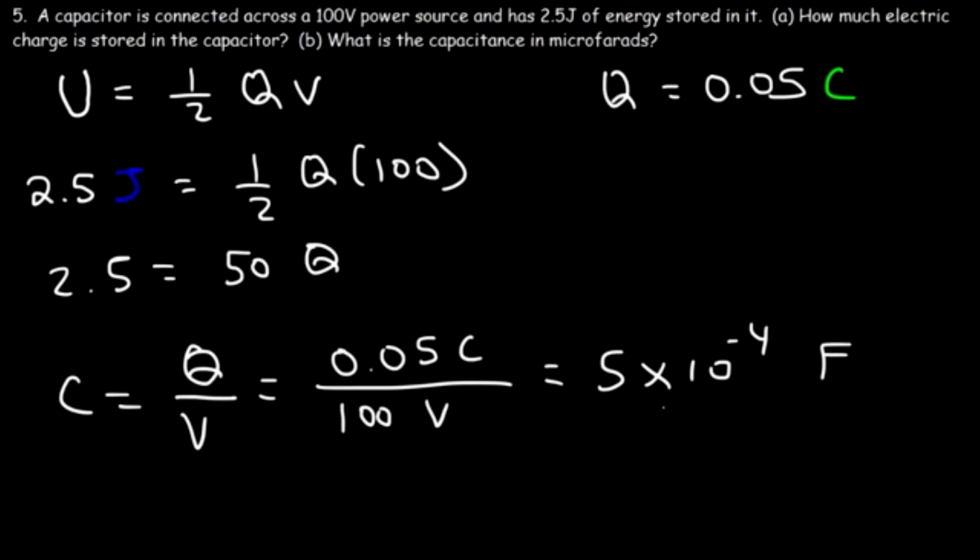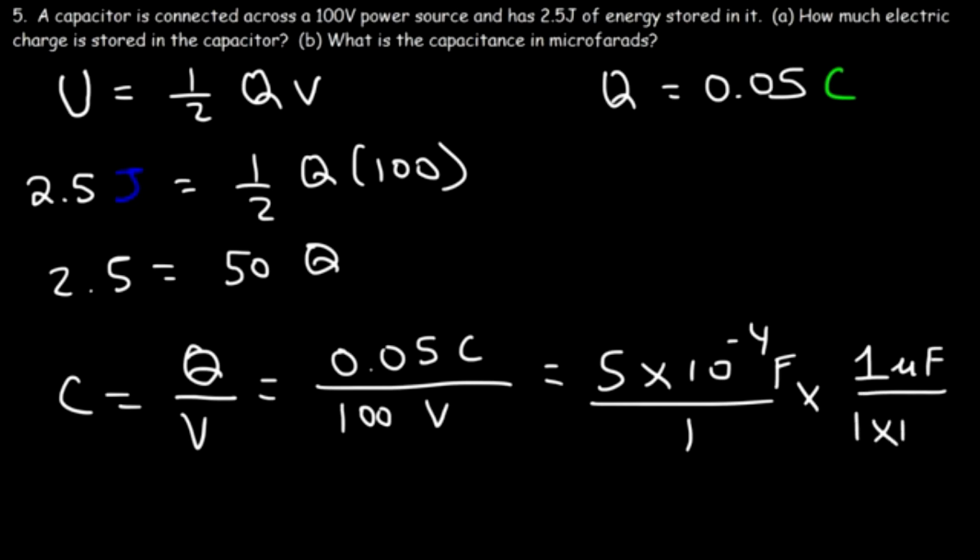Now let's convert it to microfarads. 1 microfarad is 1 times 10 to the minus 6. So we've got to divide the two numbers. So this is equal to 500 microfarads.